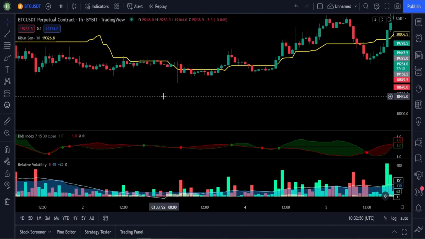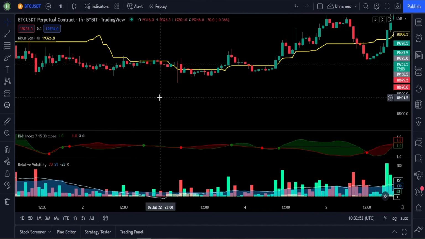You can definitely use it on a lower time frame like a 15-minute or even a 5-minute chart. However, be aware of high spreads and fees. So, overall, I'd say this system is pretty good, and you should definitely consider backtesting it and forward testing it on different markets.